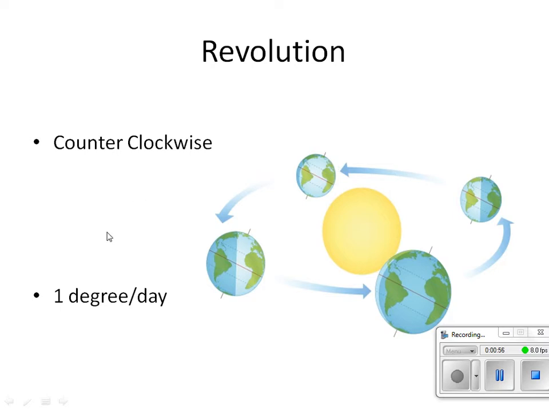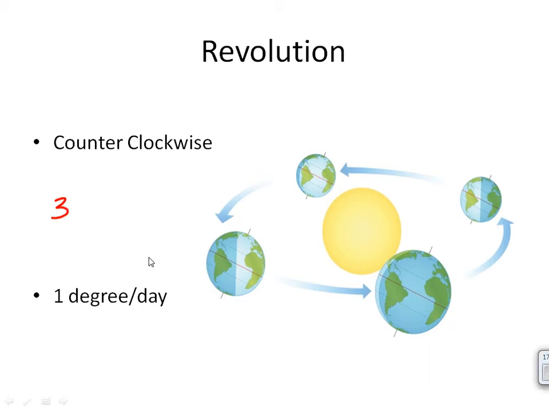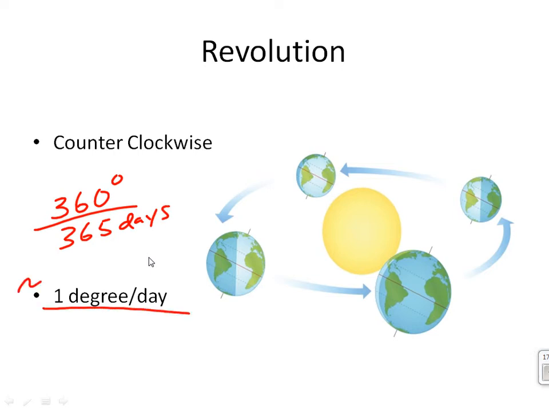So counterclockwise, the rate of revolution is 1 degree per day. The way we get that is through a bit of simple math, in that we know that one complete revolution is 360 degrees. A complete year, we know, is about 365 days. So if you do the math, it works out to be approximately 1 degree of revolution for every day.